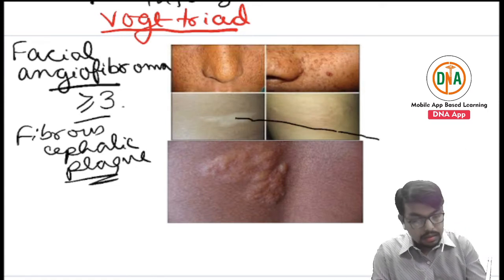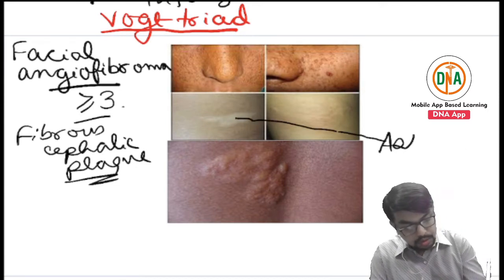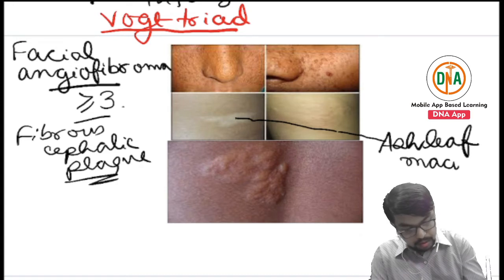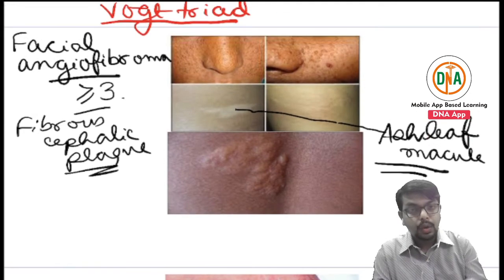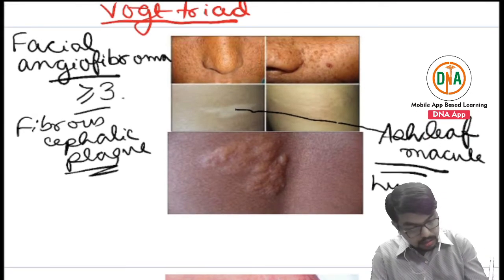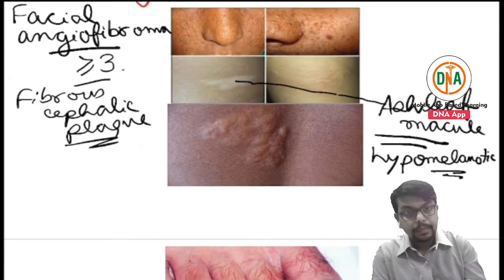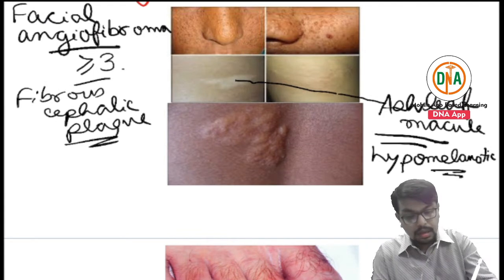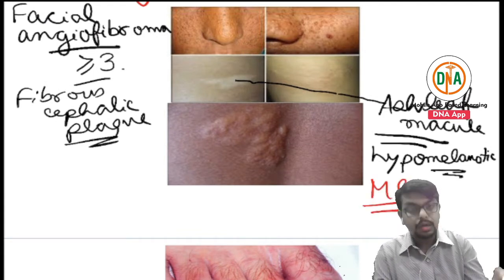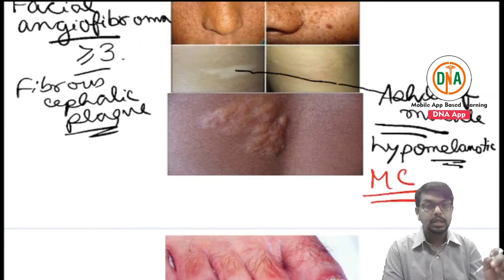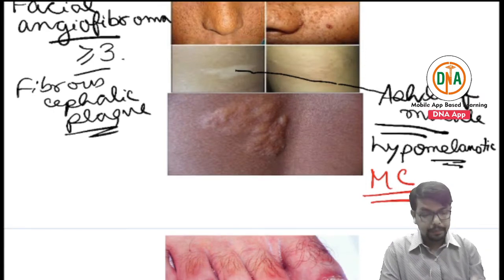Second is the ash leaf macule. Okay, this is a hypomelanotic macule. This is the most common lesion of tuberous sclerosis. Most common lesion is ash leaf macule.